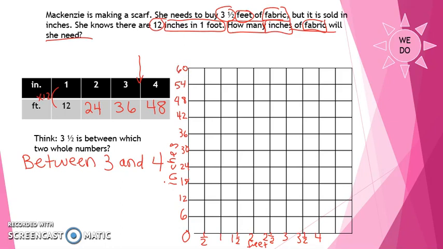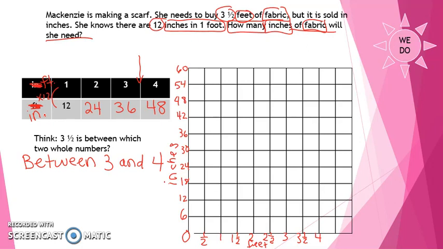So we know that 1 foot would be 12 inches. And I just realized I had these labeled incorrectly. So this is actually feet, and I'm sure if you were in class, you would have caught me. And this is inches. So now that makes more sense. I went to plot it and it made no sense.